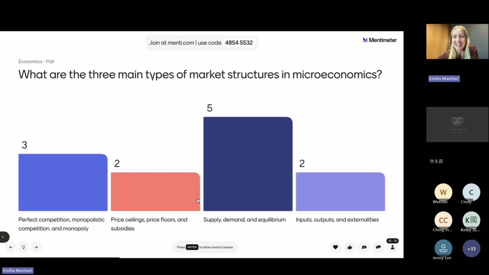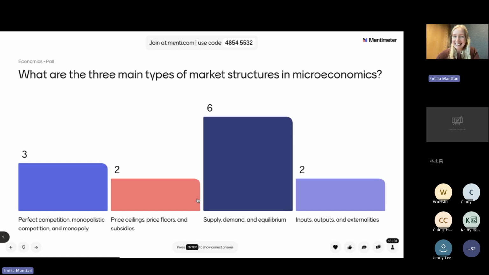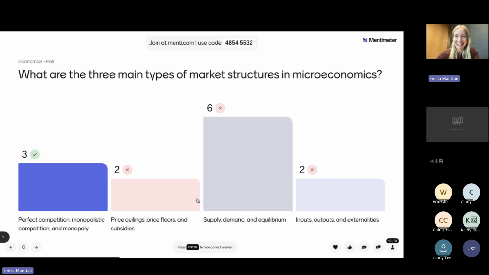So probably if this was a microeconomics course, then I would know that this is something that we need to cover a little bit more, and we're not ready to move on to harder questions and deeper critical thinking. But in this case, the correct answer is actually the first one. So 3 of you did get it correct.